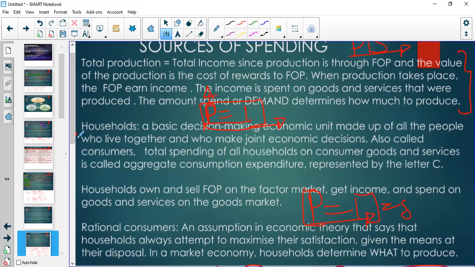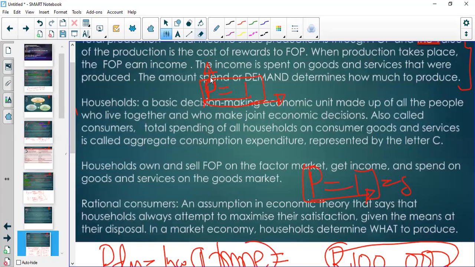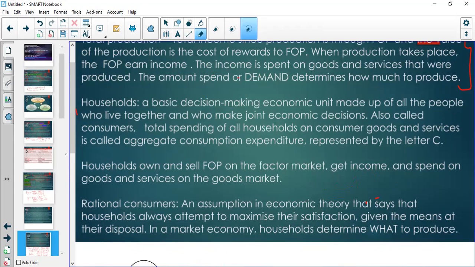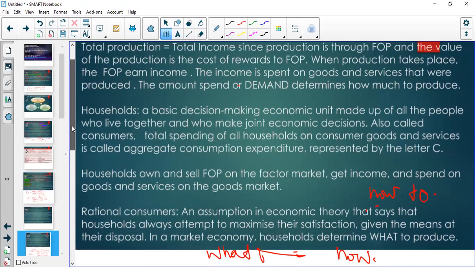So what is it that I want to make in this case? We're going to discuss a bit about the decision making in the economy. Because remember, the 3 fundamental questions in economics are what to produce, how to produce it, and how to distribute, or for whom. These are the 3 fundamental questions in economics that have to be answered.